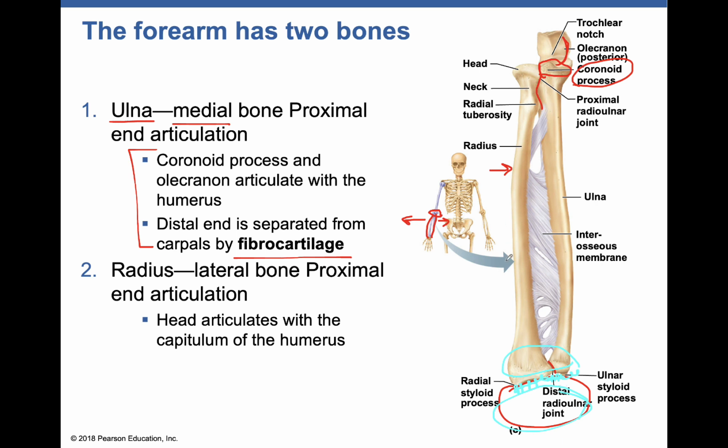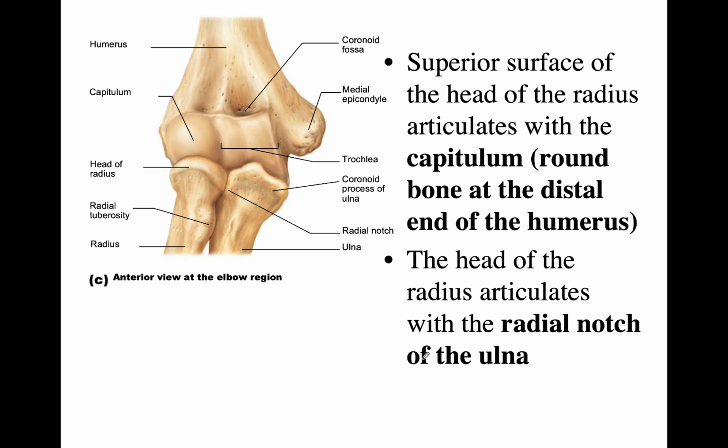And then the radius, this is more lateral, and the proximal end is going to articulate right up here. The distal end articulates here and right over here. So let's look at that articulation really closely.